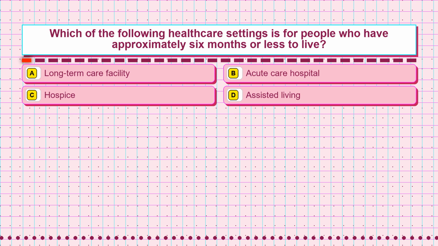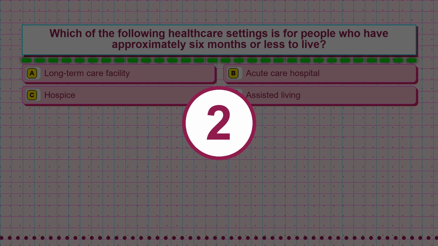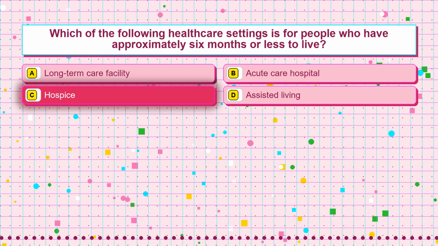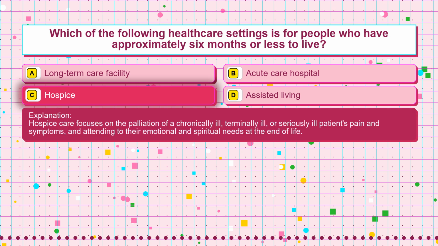Question 62. Which of the following healthcare settings is for people who have approximately 6 months or less to live? Option A, long-term care facility. Option B, acute care hospital. Option C, hospice. Option D, the assisted living. The correct answer is option C, hospice. Hospice care focuses on the palliation of a chronically ill, terminally ill, or seriously ill patient's pain and symptoms, and attending to their emotional and spiritual needs at the end of life.